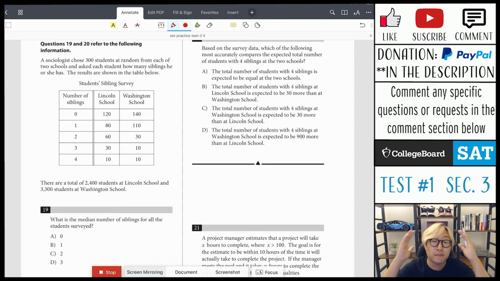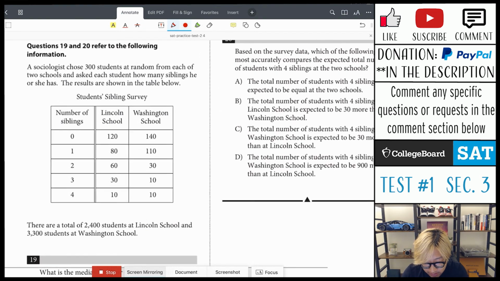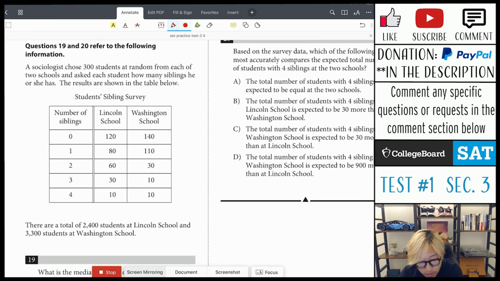So we want the median. So let's take a look at this. Questions 19 and 20 refer to the following information. 300 students at random from each of the two schools and ask whatever.